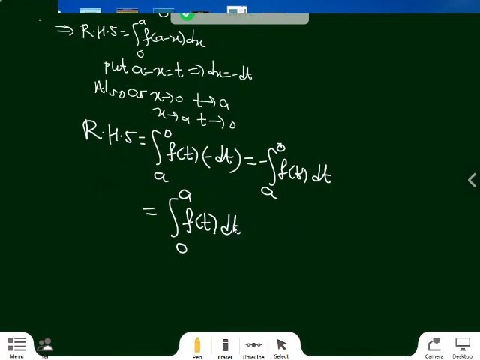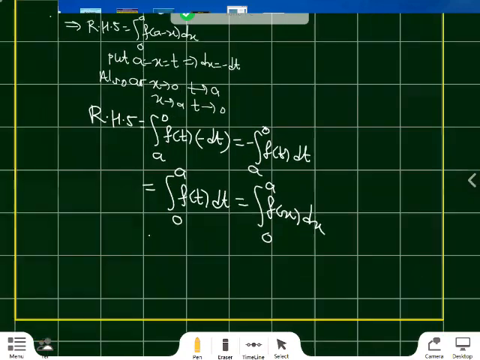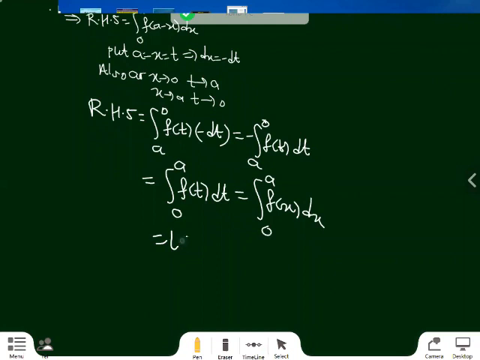So again by using the property that we can replace the variable, or we can change the variable, this can be written as integration from 0 to a f of x dx, and this is our LHS. This is the LHS, and hence the proof.